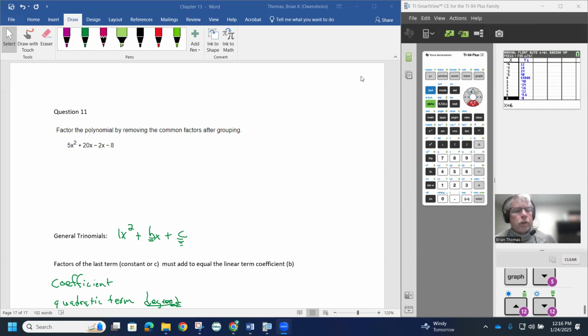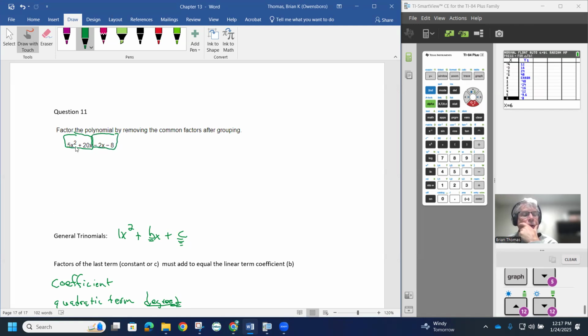So again, we're working with general trinomials. This is question 11. It also says factor the polynomial by removing the common factors after grouping. So when it comes to grouping though, this has four terms. With four terms, what I usually do is put a box around the first two, and then I put a box around the second two. Notice how I include the minus sign in there.